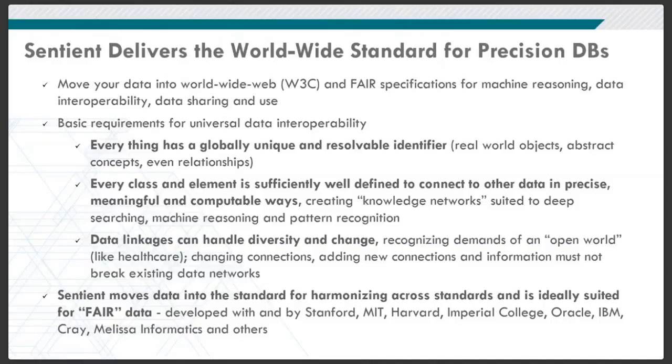Every single element of your data gains a global unique identifier. Every class and element is well connected in a way that allows you to create what we call knowledge networks. They're computable networks that you can apply reasoning to. And very usefully, these data links can handle diversity and change. You can just think of a social network if you'd like. You can block a friend. In other words, you can cut out all kinds of data that you don't like. You can add a friend, and when you add a friend, you can gain connections to all of their friends very easily. In the same way, you can remove parts of a linked data graph, or you can add parts of a linked data graph. You can create new connections. It's very flexible.